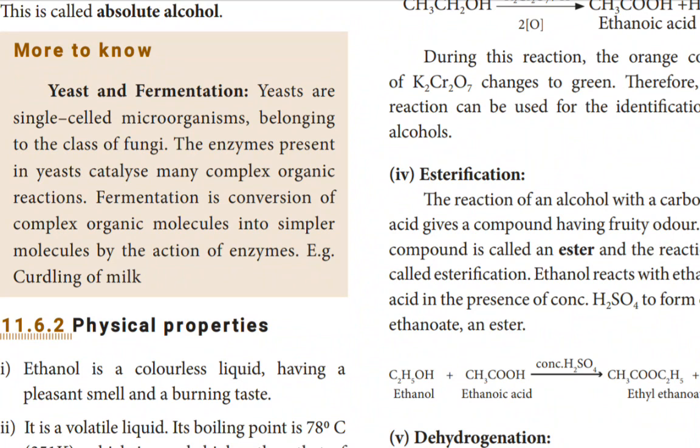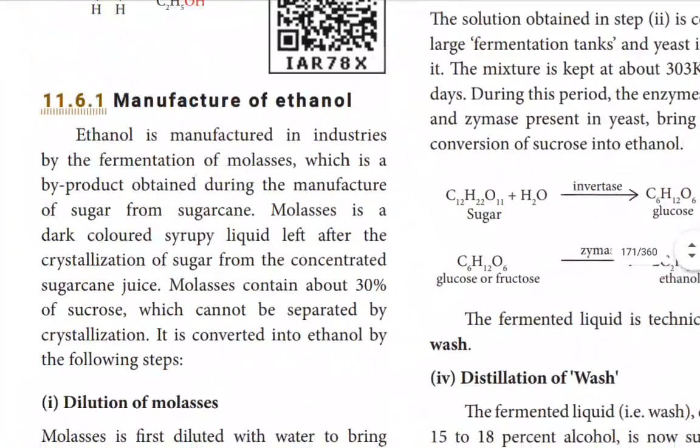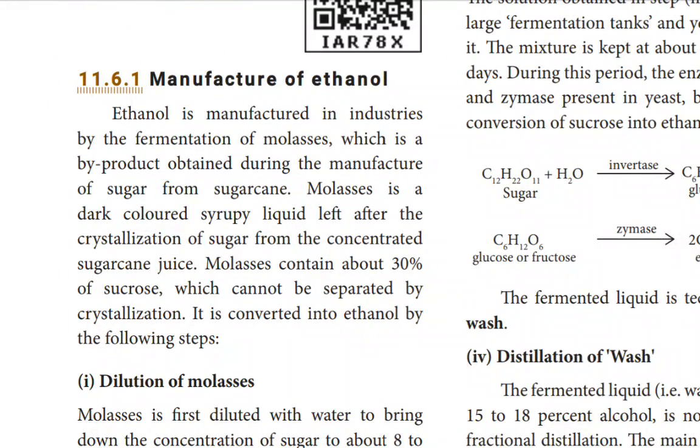Next, what is fermentation? The definition is given. Fermentation is the conversion of complex organic molecules into simpler molecules by the action of enzymes. So the curdling of milk, the turning of milk into sour milk, is also by the action of enzymes. The basic principle is fermentation. So fermentation is converting complex into simpler. Molasses is the raw material. Molasses contains 30% of sucrose.